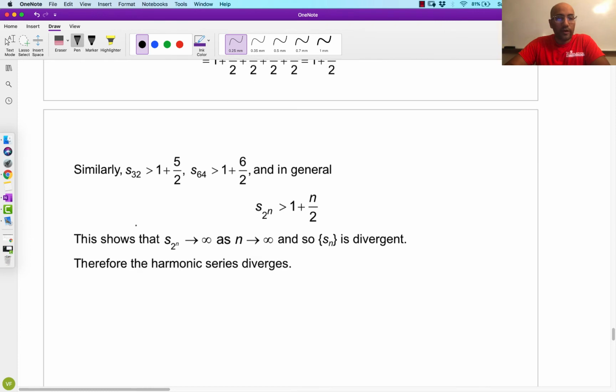Okay, so the author pointed out a couple more examples of powers of 2. Note that 32, that's 2 to the power of 5. That's why we get 1 plus 5 over 2. And 64 is 2 to the power of 6. That's why we get 1 plus 6 over 2. And so we end up with this as our general statement for powers of 2. And the limit as n goes to infinity goes off to infinity, right? It diverges. And so the harmonic sequence diverges.